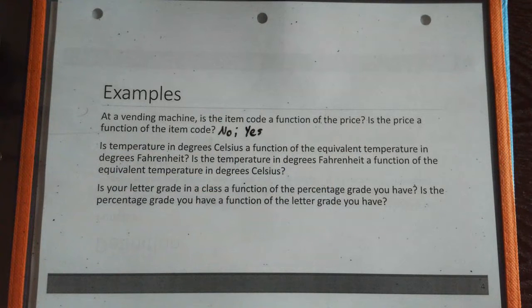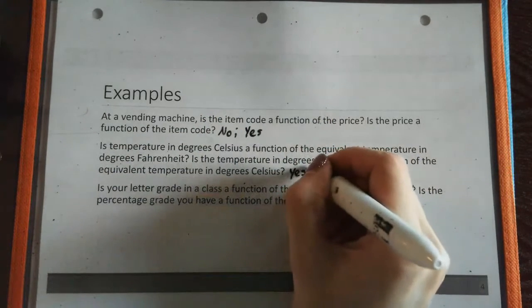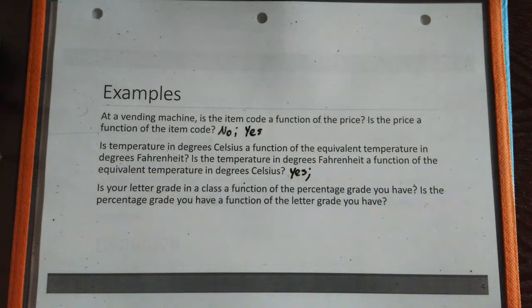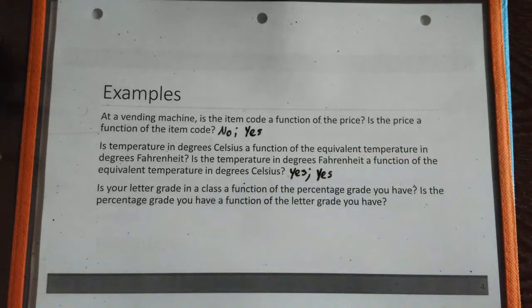Next up, is the temperature in degrees Celsius a function of the equivalent temperature in degrees Fahrenheit? So if I tell you the temperature in Fahrenheit, can you tell me the temperature in Celsius? Well, yeah, there's an equation for that. If we switch it around the other way, is the temperature in degrees Fahrenheit a function of the equivalent temperature in degrees Celsius? If I give you the temperature in Celsius, can you tell me the temperature in Fahrenheit? Well, yeah, you just use that formula the other way around. Because exactly one Fahrenheit temperature matches with one Celsius temperature.